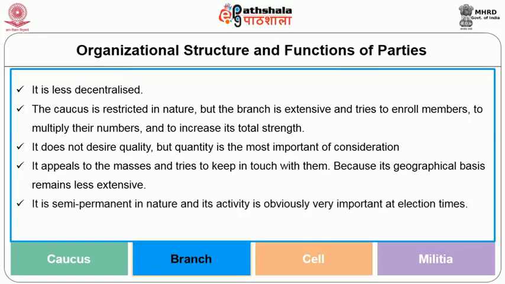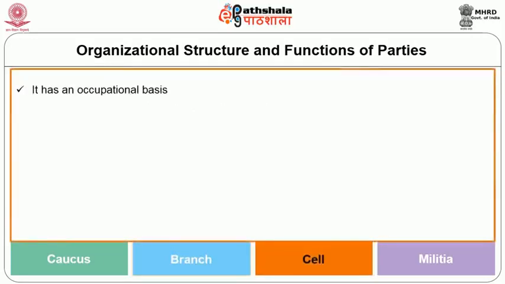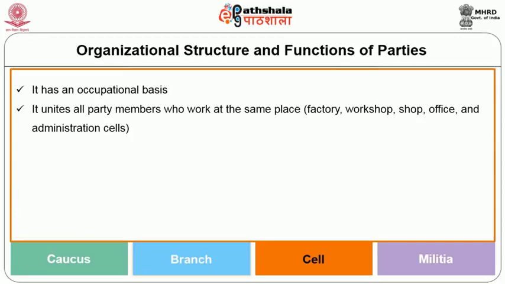It is semi-permanent in nature and its activity is obviously very important at election times, but it continues to be active in intervals between ballots. The branch is basically a socialist invention. The cell has an occupational basis. It unites all the party members who work at the same place. This may be factory, workshop, shop, office and administration cells.